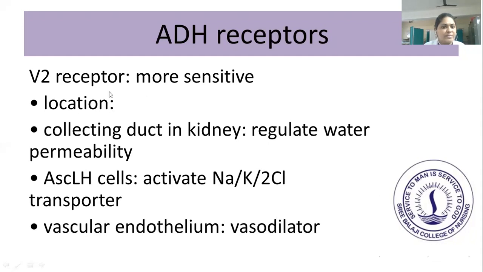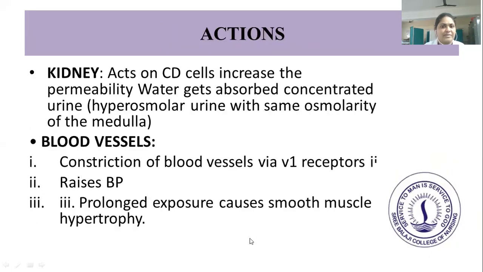And the V2 receptor is more sensitive, and the location is the collecting duct in the kidney, which is regulating the water permeability. And in ACLH cells, it activates the sodium, potassium, and 2-chloride transporter. The vascular endothelium has a vasodilator effect.